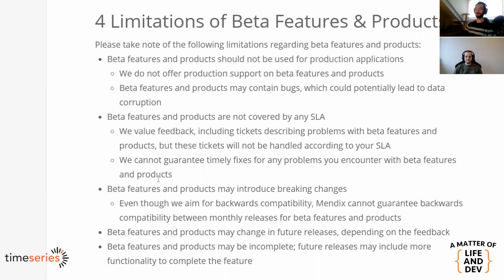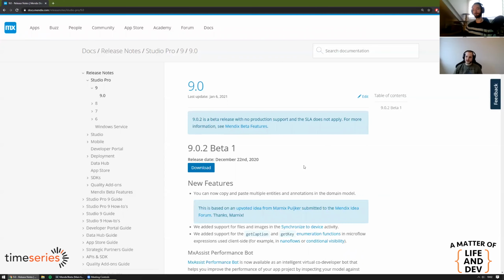There's no SLA. It may introduce breaking changes, it may change in future releases, and it may be incomplete. This is purely for testing purposes. Do not upgrade your apps to this version with the intention of deploying to a production environment, because it will not work. That says it all, I think.